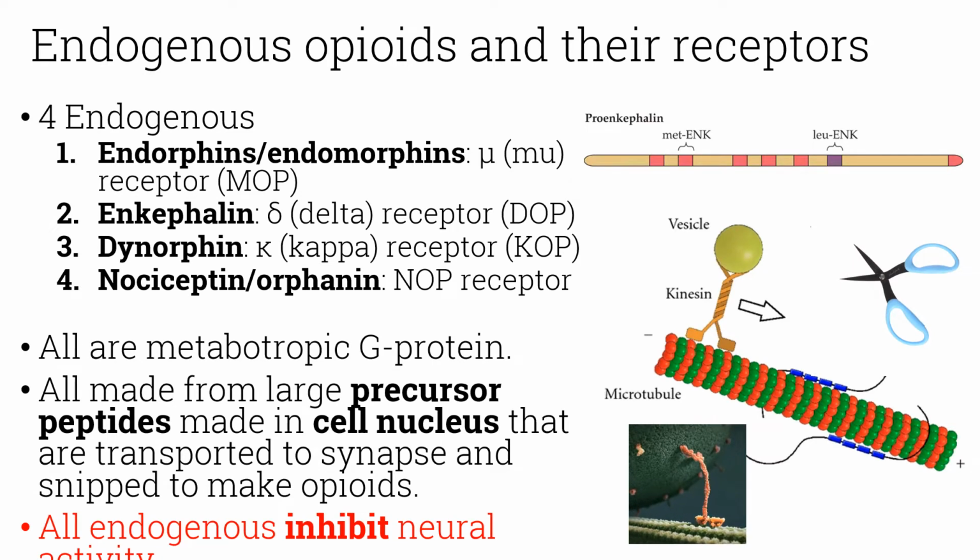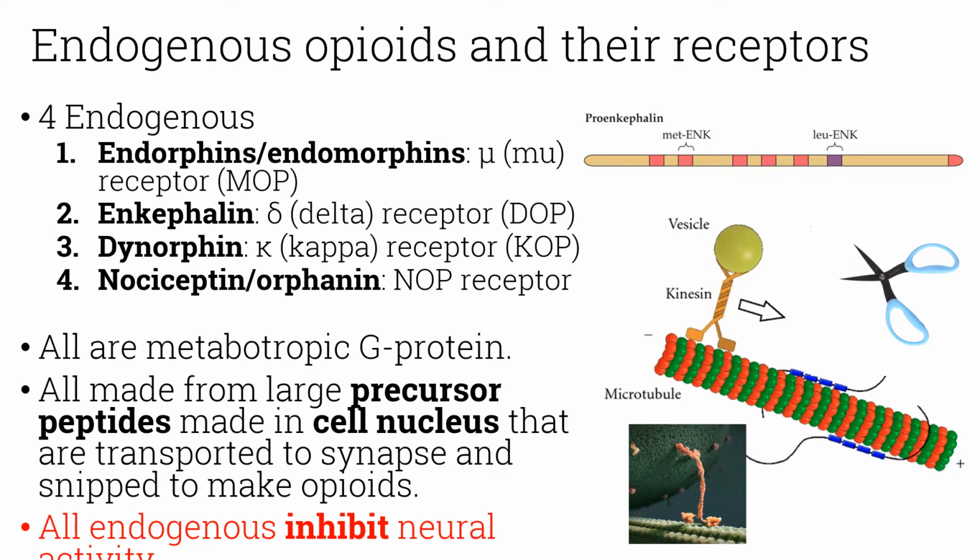There are at least four different types of endogenous opioids in the central and peripheral nervous systems. All these receptors rely on a metabotropic G protein mechanism, so we can expect them to be slow. And the effect they have on neural activity is to hyperpolarize the cell, so they become less likely to fire, and neural activity is inhibited.